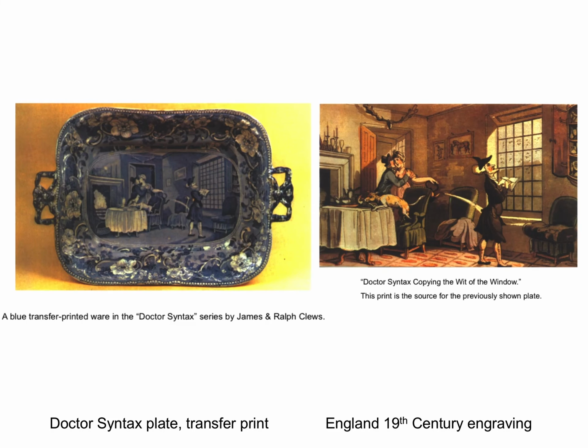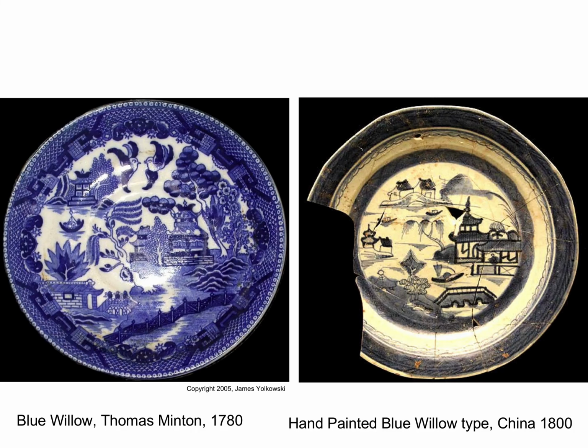And then this is a wonderful example of the use of a print that was transferred onto a ceramic surface on this dish by the use of etching, basically, and engraving that were then printed on paper and transferred onto the ware. We will look into this further on in the industrial aesthetic chapter as well.